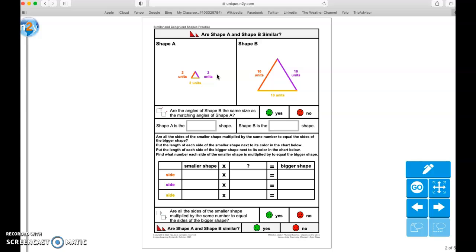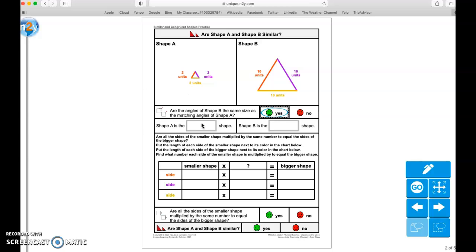Okay, so here's what we're looking at, shape A and shape B. We first need to notice if the angles are the same size as these angles. So are these angles the same? Yes. So these angles are the same. Oops, sorry. Forgot I have to click on it 2 times to highlight it.